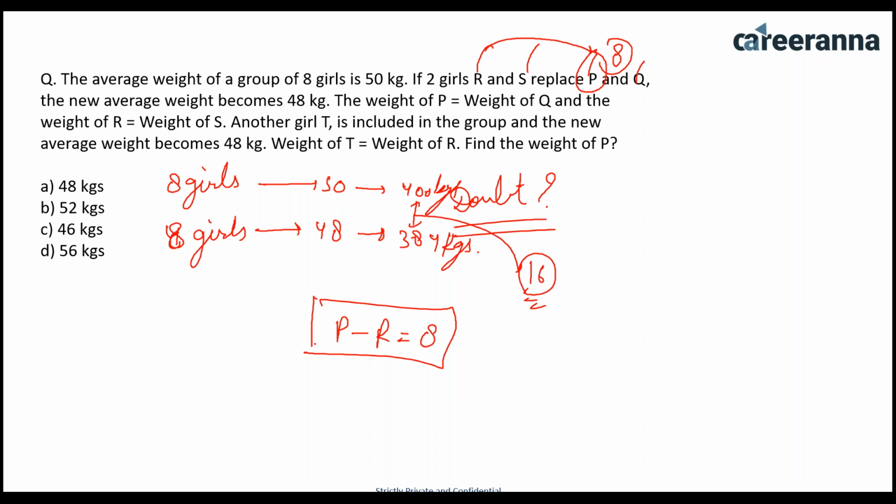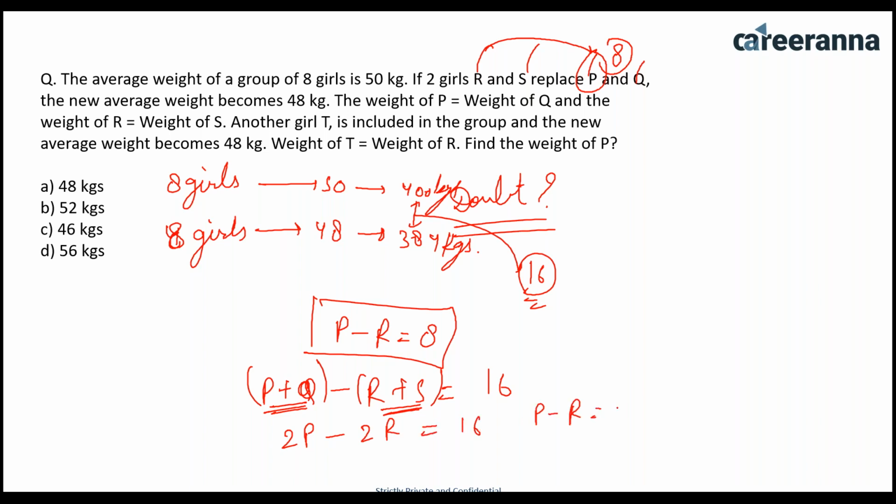Okay, Karnika, I'll explain. Don't worry. I think it is clear to everyone. Because P plus Q minus R plus S equals to 16. P equals to Q, it will be 2P. R equals to S, it will be 2R. P minus R equals to 8. I can solve this equation, right? Okay, so P minus R is 8.